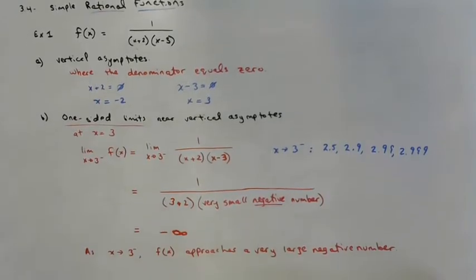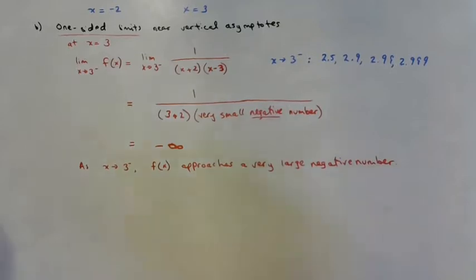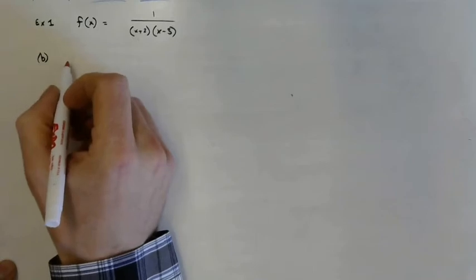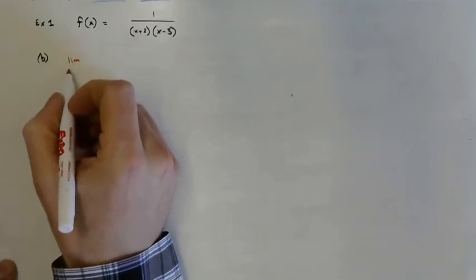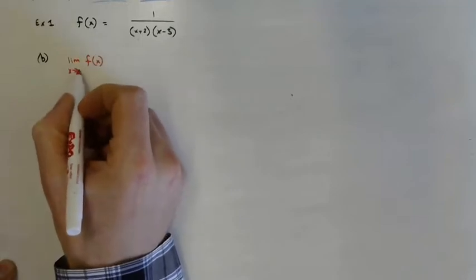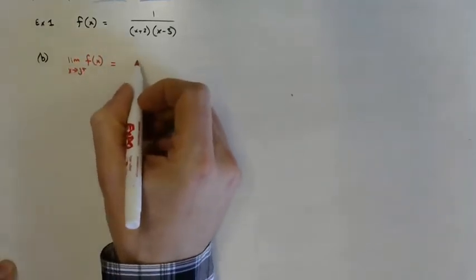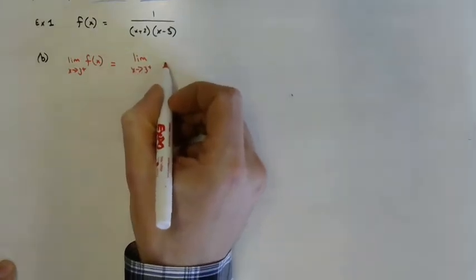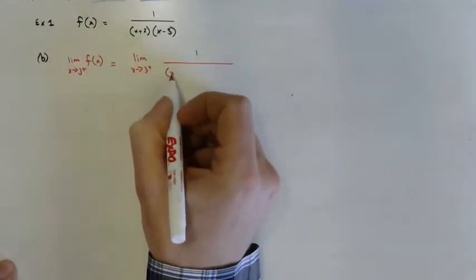Okay, let's take a look at it from the right. And I'm going to run out of space eventually, I may as well just clear now. So this time we're taking the limit of f of x as x approaches 3 from the right. That then is the limit as x approaches 3 from the right of our rational expression.